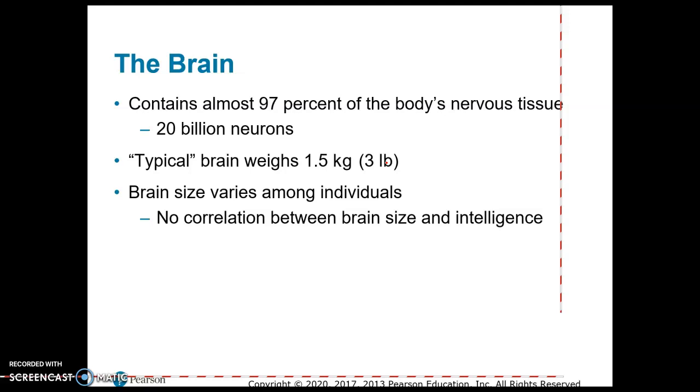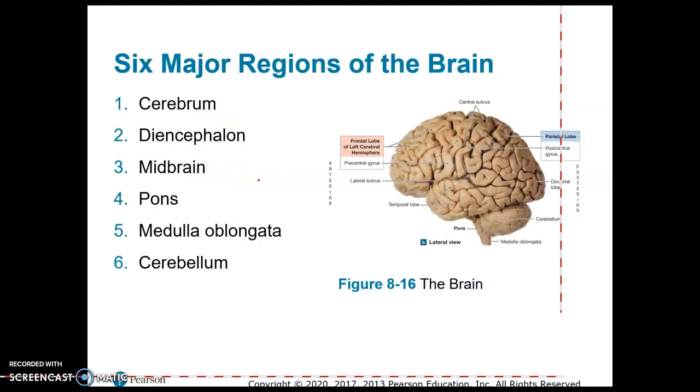All right, so let's talk about the brain. We already said the brain contains about 12 billion neurons. And then here are the 6 major regions of the brain. The cerebrum is the big part. That's all the little folds and stuff. That's the cerebrum, this whole big part here. And then there's the diencephalon, the midbrain, the pons, the medulla oblongata, and the cerebellum. Okay, so the cerebrum is this big portion.